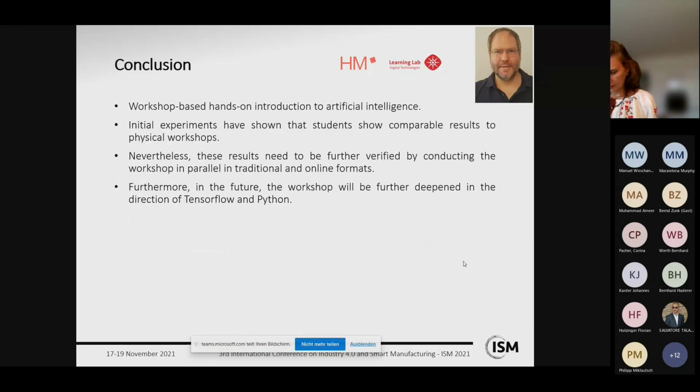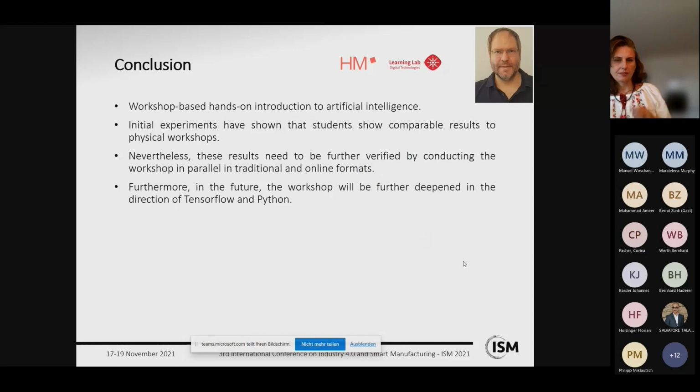So what are our conclusions? The workshop-based hands-on introduction to artificial intelligence seems to be workshops that worked out fairly well. The initial experiments have also shown that students show comparable results to the physical workshop. As I said, we can't really give any statistical numbers here because the sample is too small. However, for that reason, we definitely have to get a larger sample and see whether we also find this on a statistical basis, that there are not too many problems.